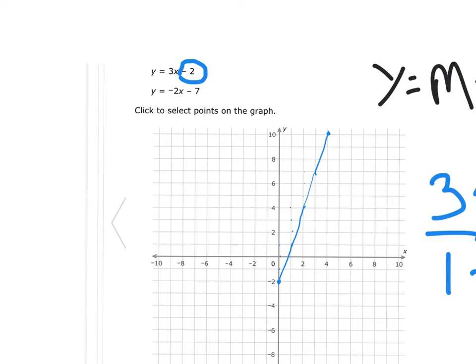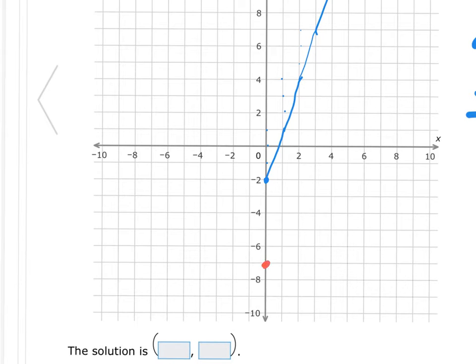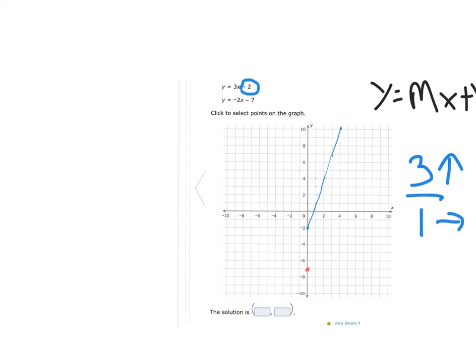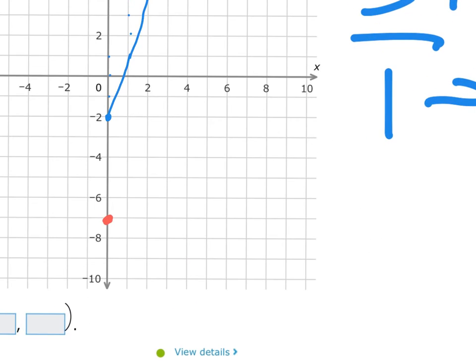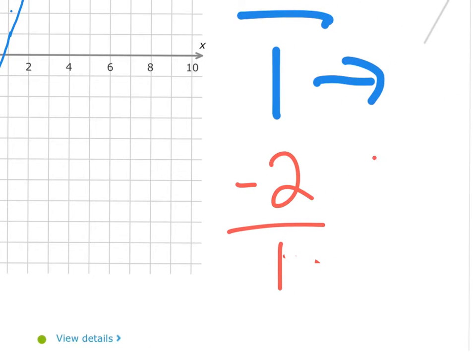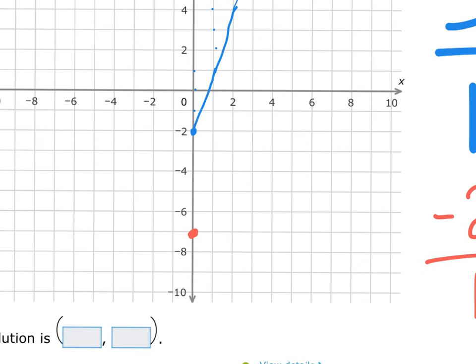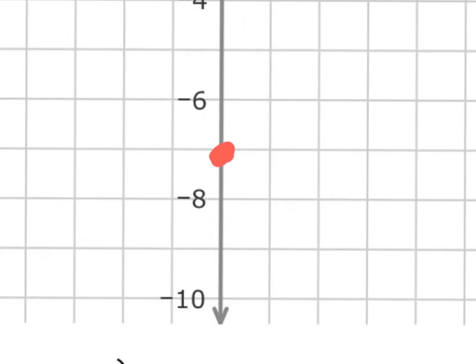The other one has a negative 7 as its starting point. So I'm going to switch to red because I'm going to identify them in 2 different colors. I'm going to start there. So it starts at negative 7. And then it says that my slope is negative 2x. So that means it's going down 2 and then over 1. So down 2 to the right 1. So down and then to the right. From here, I'm going to go down 2, 1, 2, to the right 1. So those connect and that connects.